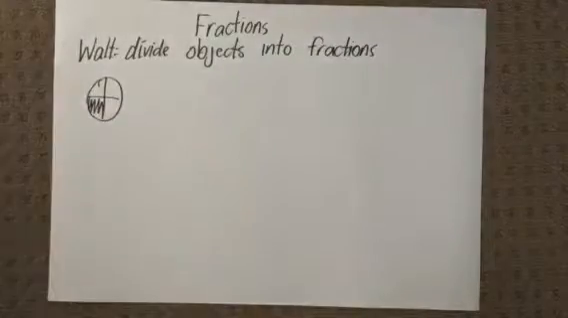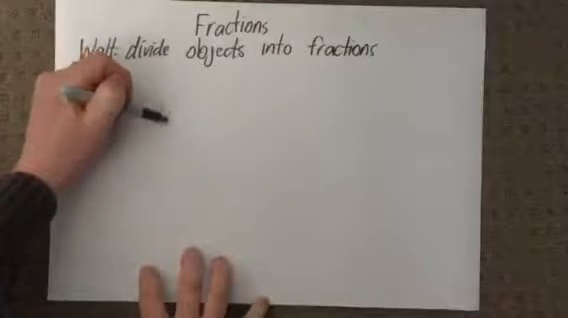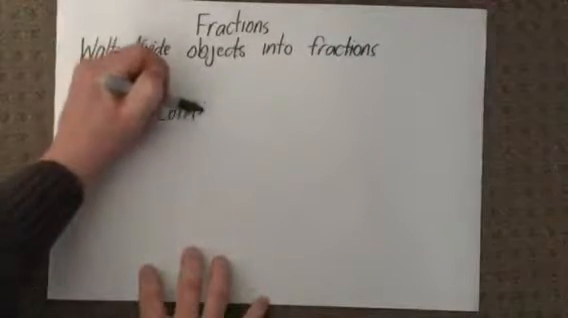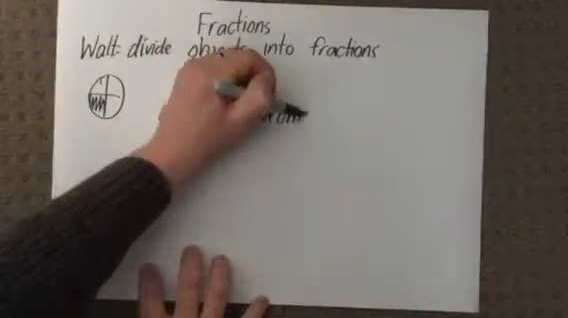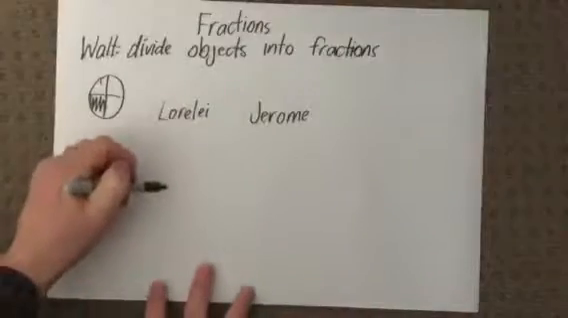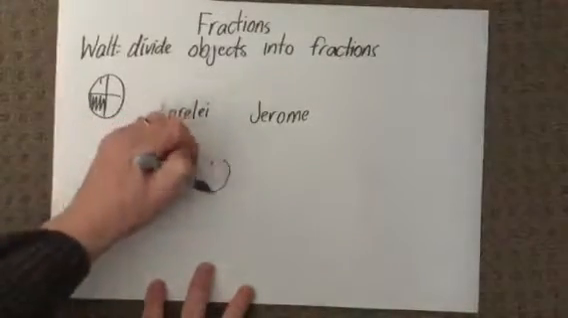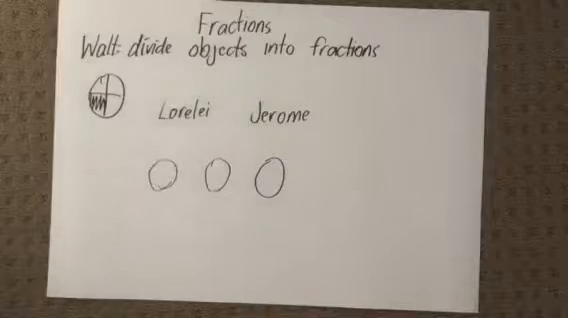That would be if you had a scenario, like a situation where maybe you had two people and their names were Lorelei and Jerome. Okay, and they were trying to share some cookies. And there were 3 cookies down the bottom, 1, 2, and 3. And we had to look at how we could use fractions to make sure they could share all of these 3 cookies between them both.